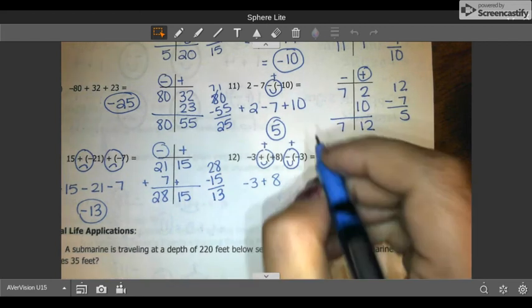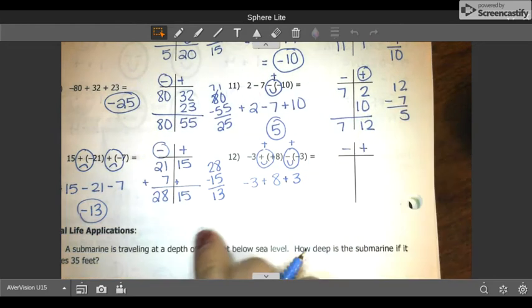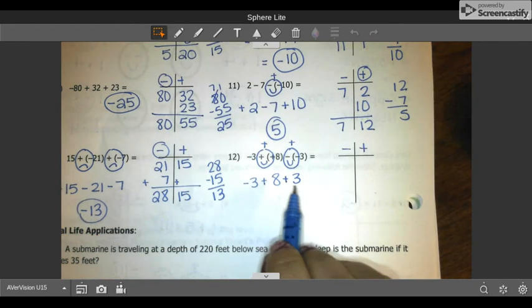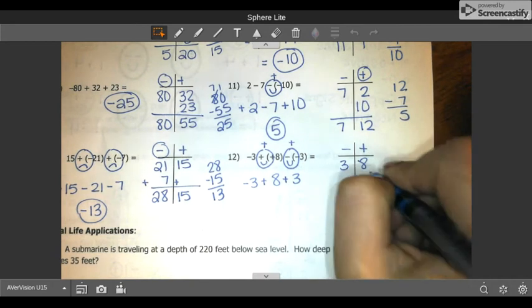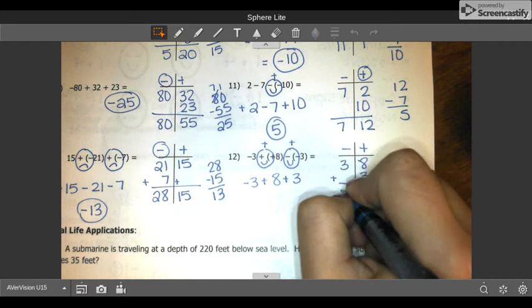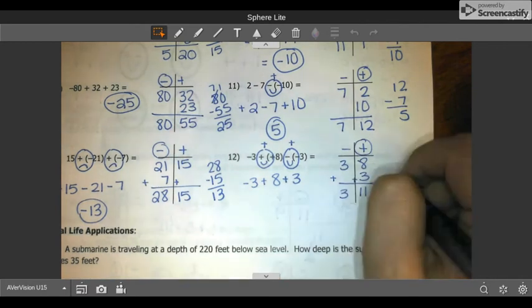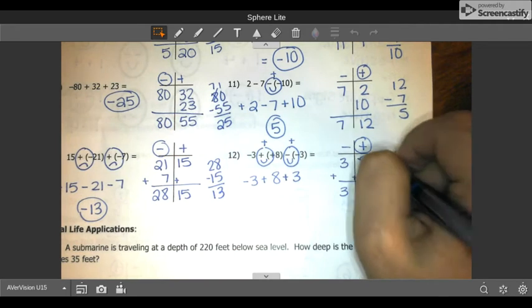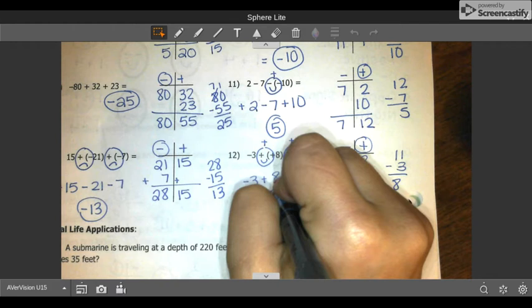Okay, as I was saying, when I rewrite this, I'm going to have negative 3 plus 8 plus 3. So I'm taking 3 away, I'm adding 8, and I'm adding 3. The final score says that positives win, so my answer is positive 8. Positives win by 8.